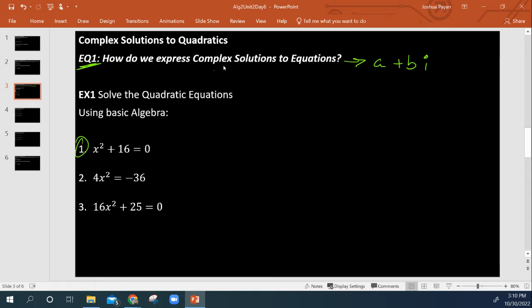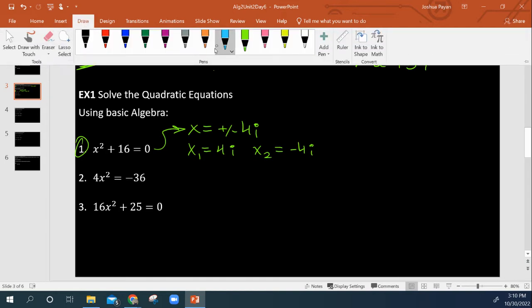So, for example, x squared plus 16, well, we've seen that one before. That's going to give us x is equal to plus or minus 4i. So that means one of our solutions is positive 4i. The other solution is negative 4i. Okay, so another one.